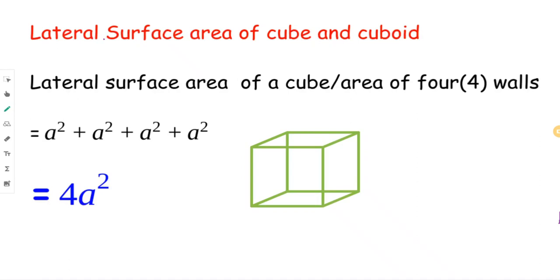With the next question, let us understand the lateral surface area of a cube and a cuboid. We'll start with a cube. In simple terms, it just means the area of 4 walls. So I have to ignore the top and the bottom faces.